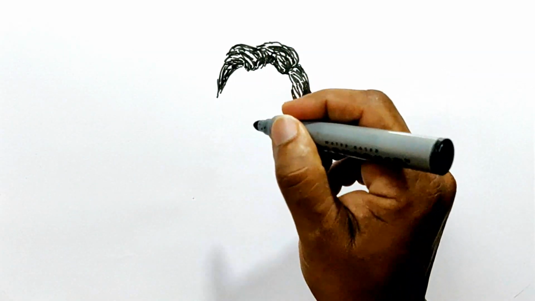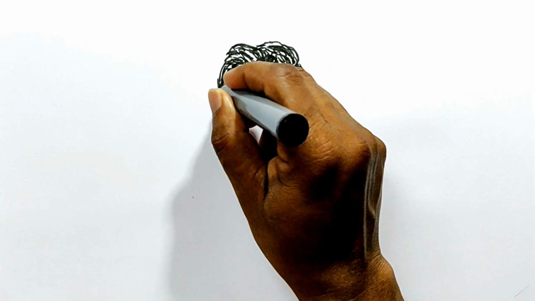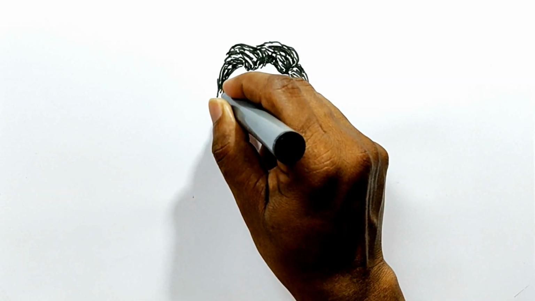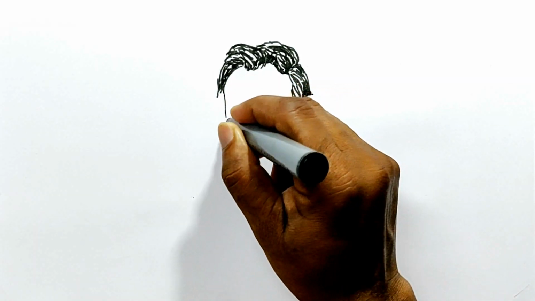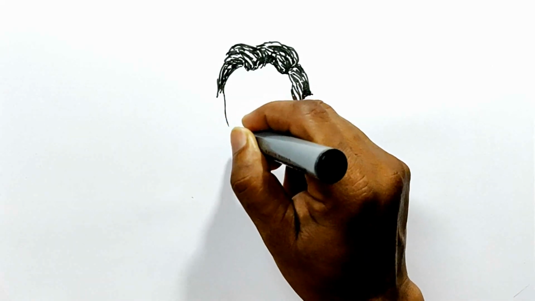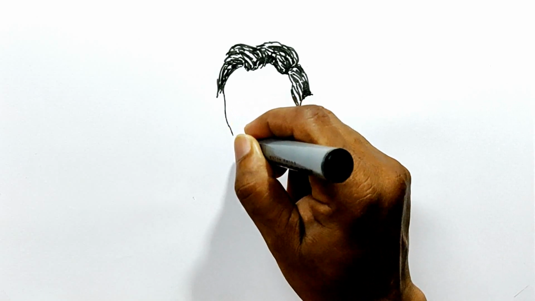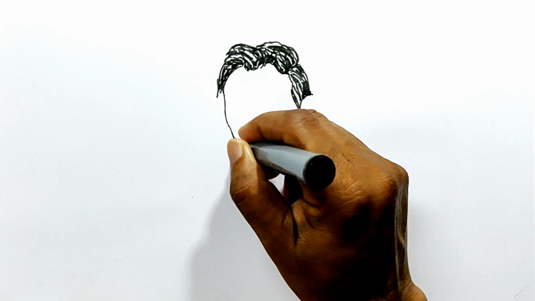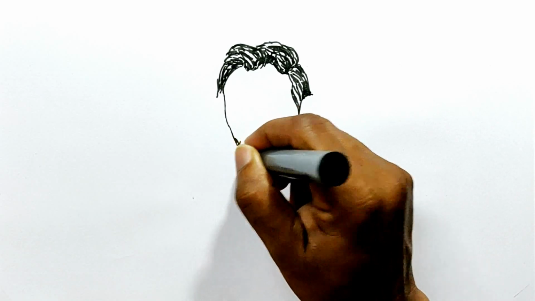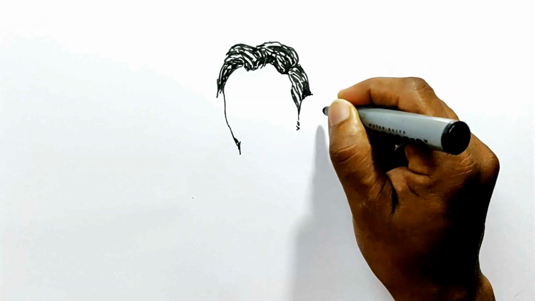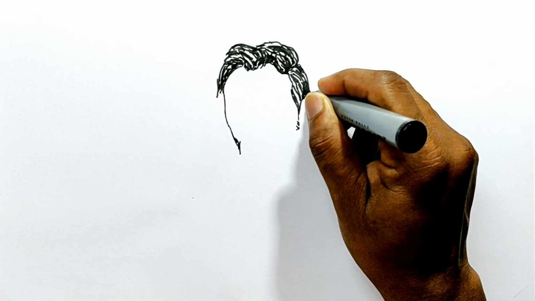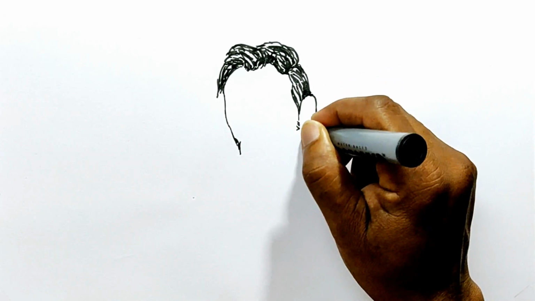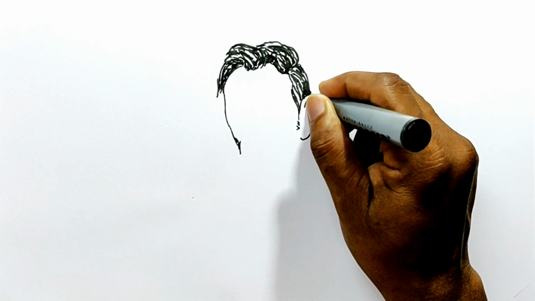Okay. And now I'm going to complete his face. First I'll draw an outline of his face. He has a long face with hollow cheeks. His ears were big. So got to draw big ears.